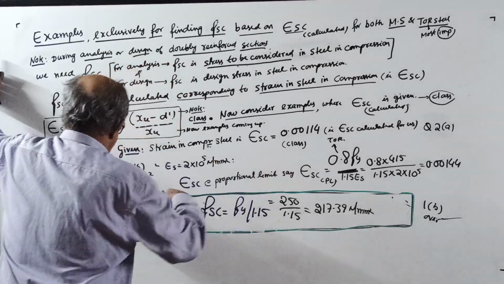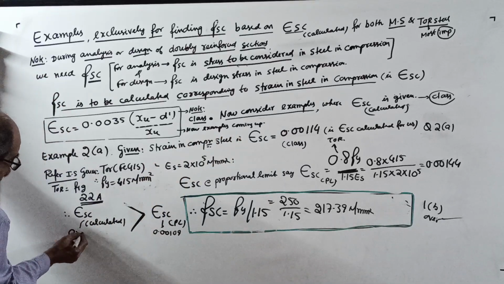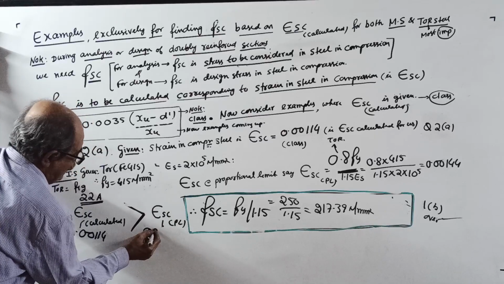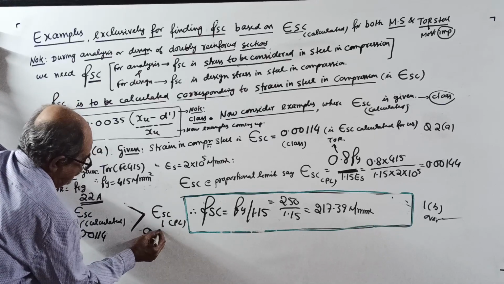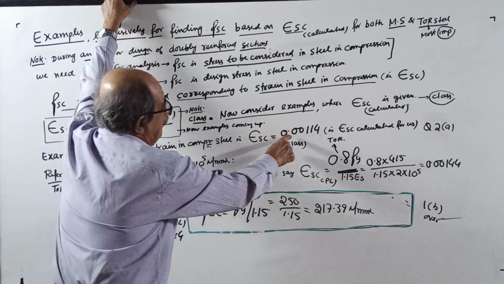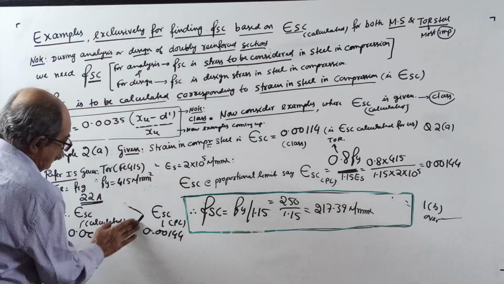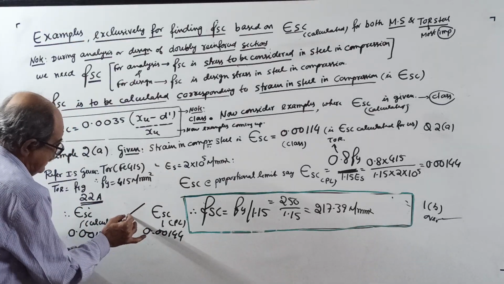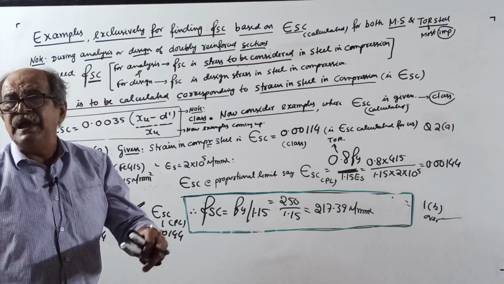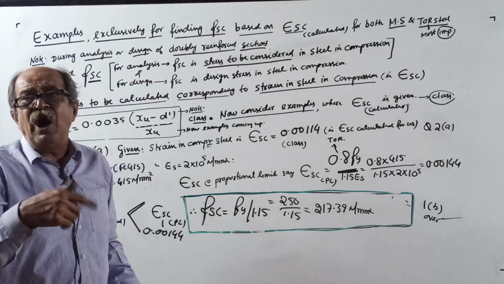Now next step. Therefore, epsilon SC calculated, how much I told the answer? Given in question, 0.00114. See, 114, this is good thing, 0.00144. So be careful. Given strain is 0.00114. Limiting strain is 0.00144. Therefore, epsilon SC calculated is less than. See, first question, mild, it came lesser. Second question, mild, it came more. Third question, tar, it came lesser. Next question, tar, it will come more.